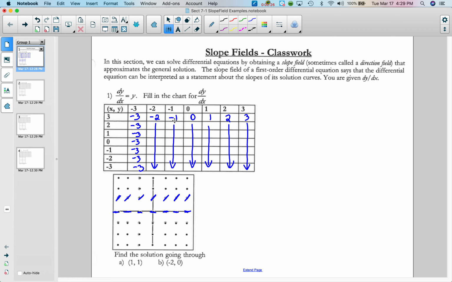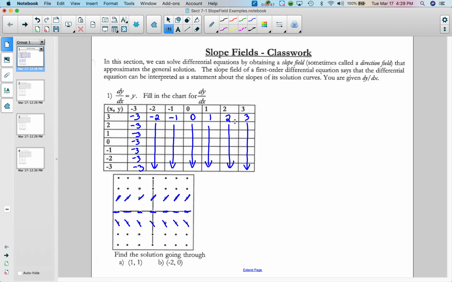Next, you can do negative 1. So at the point (3, -1), you have a slope of negative 1. So it's just going the other direction. At the point (2, -1), you get that, and then you can see the pattern for the slope of the little segments.